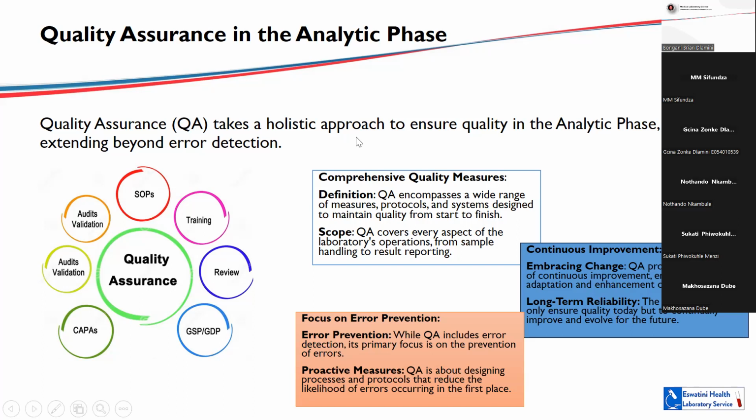Continuous improvement. Quality assurance promotes a culture of continuous improvement, encouraging adaptation and enhancements of procedures. After getting a non-conformance, be it from an audit or whatever process identified it, we then have continuous improvement to say how we can improve from what didn't go right. Then long-term reliability is not only to ensure quality today, but to continually improve and evolve for the future.